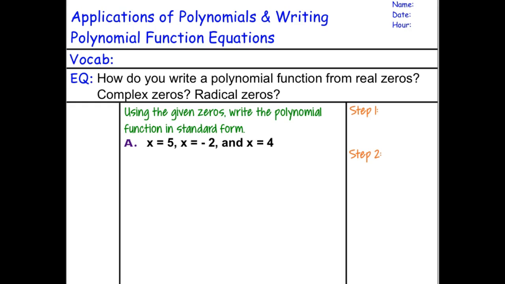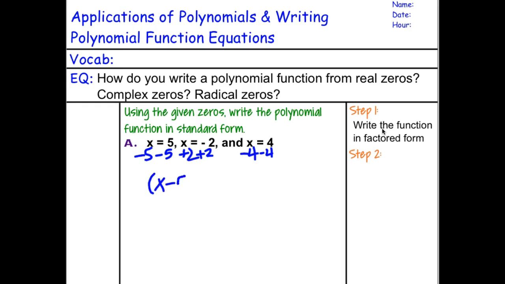This first example is writing it in standard form. So using the given zeros, write the polynomial function in standard form. Step one would be to write the function in factored form. So that's old news, old hat. We're going to subtract 5, add 2, and subtract 4. So then we get x minus 5 times x plus 2 times x minus 4.